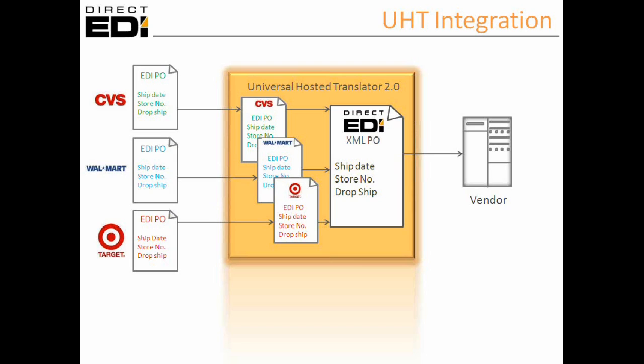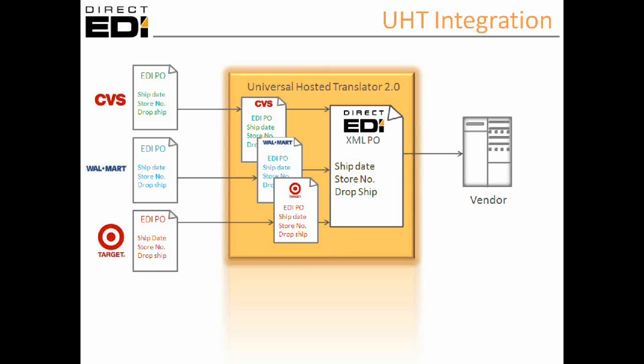Oh, great. I see. So CVS, Walmart, and Target each have their own requirements. We've mapped them into one XML file which will be passed on to the back office application. That's correct. And am I limited only to XML? You are not limited only to XML. This can also be a CSV or any other format that your system can handle better. Great.